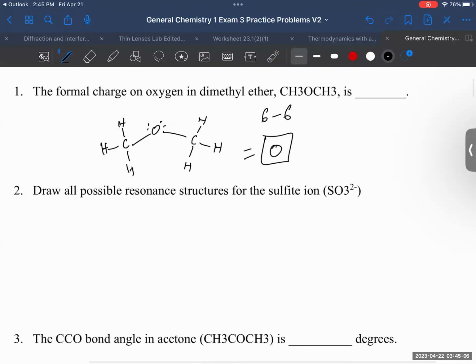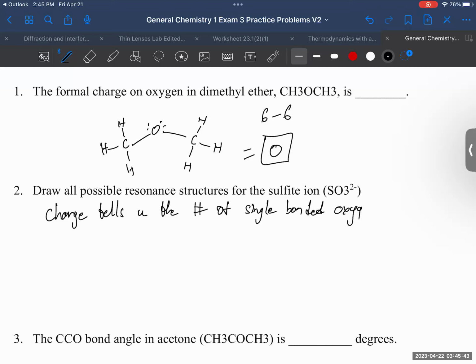All right, now number 2. Draw all possible resonance structures for the sulfite ion. Y'all want the trick? So the trick for any oxygen-based polyatomic ion with a charge is that the charge tells you the number of single bonded oxygens. In this case, we have a 2 minus charge, right? So how many single bonded oxygens do we have? So we know that 2 oxygens have single bonds.